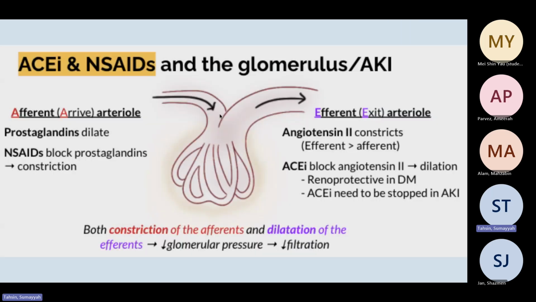So this is an image of the glomerulus, which is the ball of capillaries at the beginning of the nephron, and it's where ultrafiltration takes place. So we have the afferent arterioles, which bring the blood, and then we have efferent arterioles, which take away the blood. Now, at the afferent arteriole, prostaglandins act to dilate the arteriole, which increases blood flow and therefore would increase filtration. NSAIDs, which is a medication we want to stop, block these prostaglandins and as a result cause arteriolar constriction.